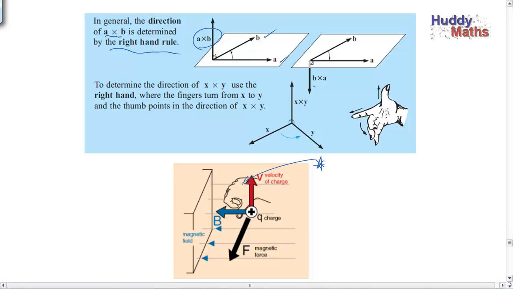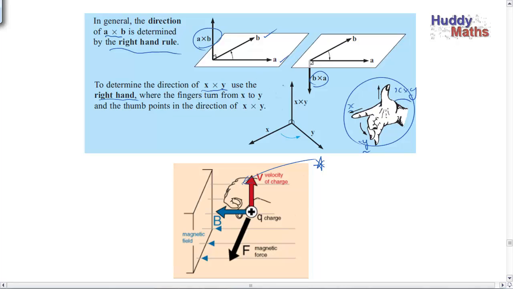Okay, so B cross A is down, A cross B is up. And here's a little hand, and here's the rule over here. If you're doing X cross Y, use your right hand, where the fingers turn from X, here we are, to Y, and then this is the cross product's direction up there.